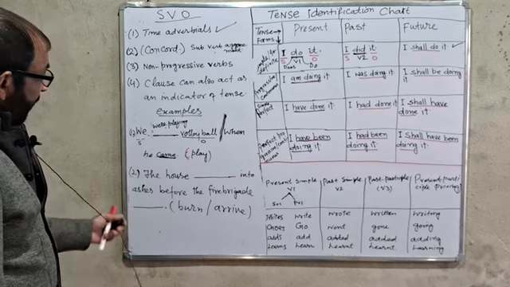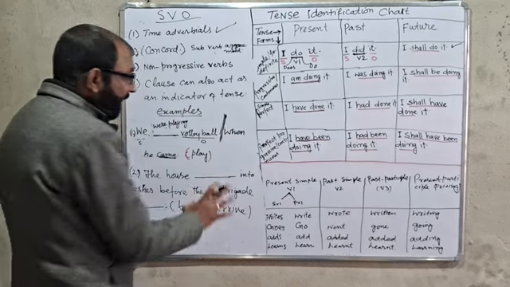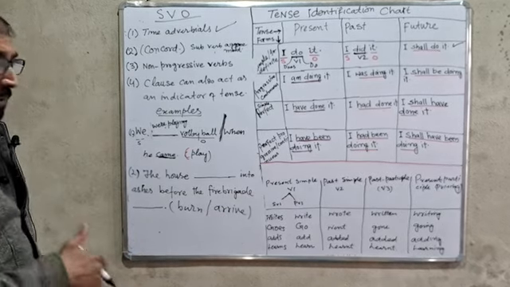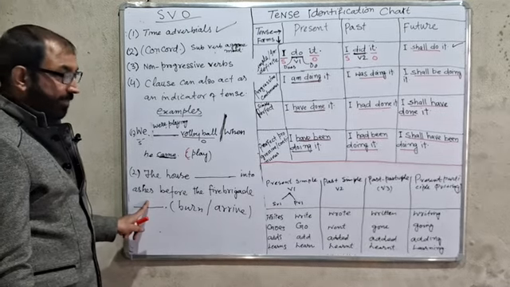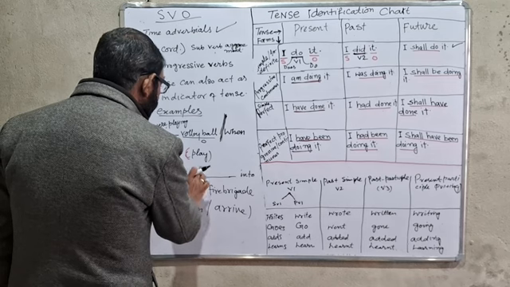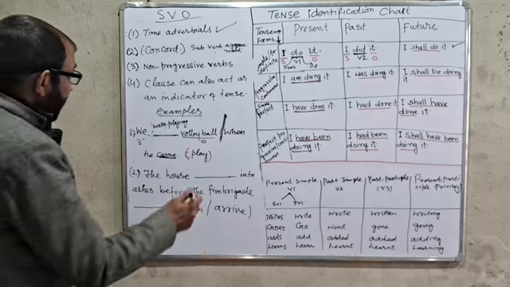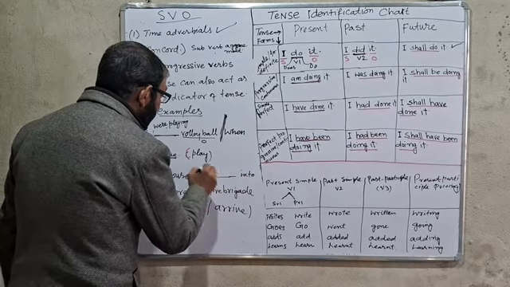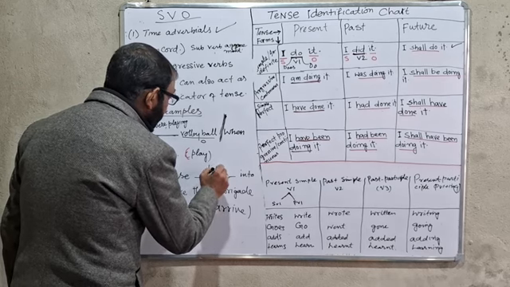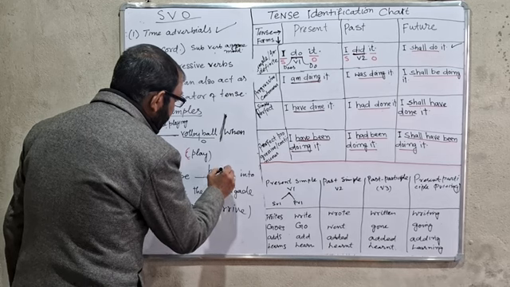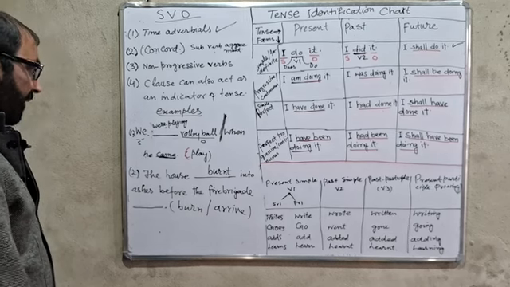So we can say the first action was burning of the house. The action that followed was the arriving of the fire brigade. So the first action is complete, but complete when? Complete in the past. The house, this is burn. The second form of burn is, the third form of burn is burnt or burned. Both are correct. Burned or burnt.